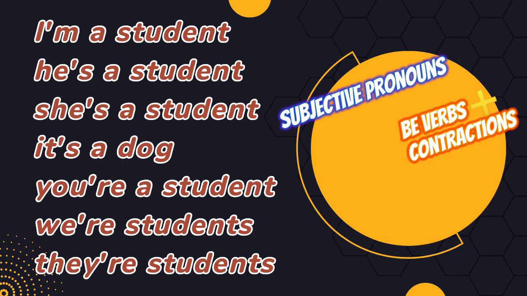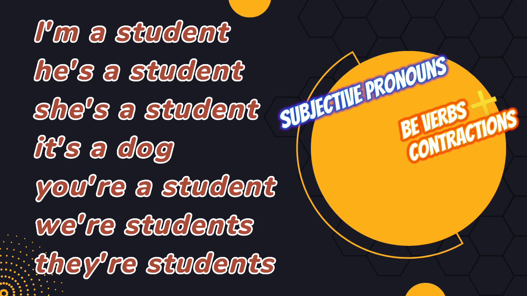Okay, now let's look at we're. We're students. Okay, we took out the a and we put an s because we're means many people. Not one student, but many students. So we have to say we're students. Please repeat. We're students. We're students.